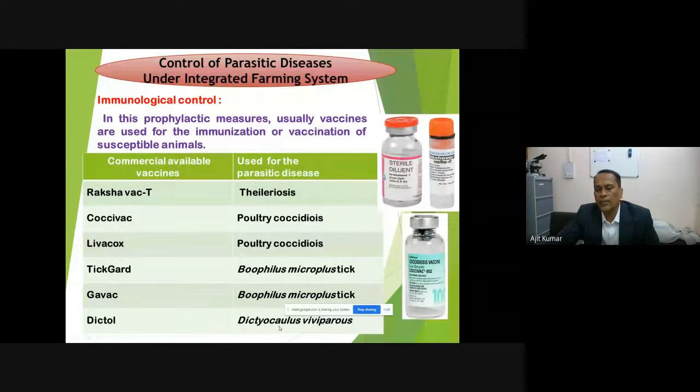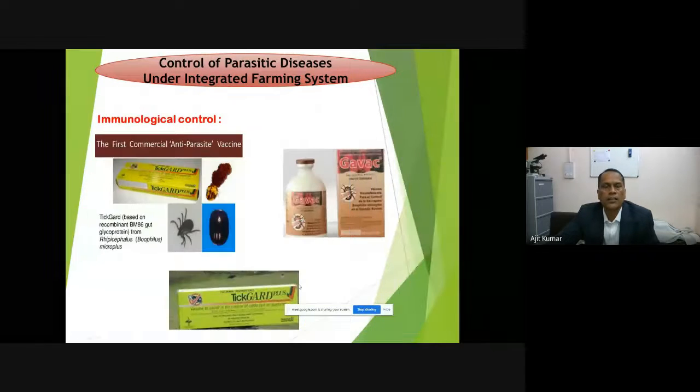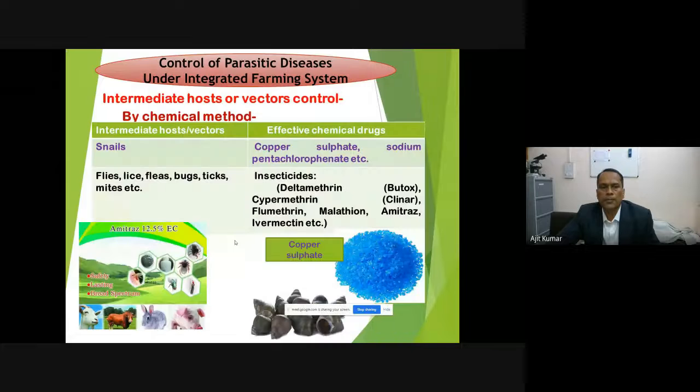Dictol vaccine is available to treat lungworm. Lungworm is an important helminth parasite, a nematode, which is found especially in calves and causes husk, or hoose, disease and pneumonia. So using Dictol, we can control Dictyocaulus viviparus helminthic infection. This is the vaccine available to control different types of infection.